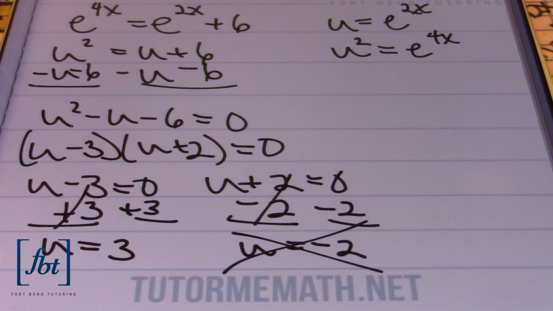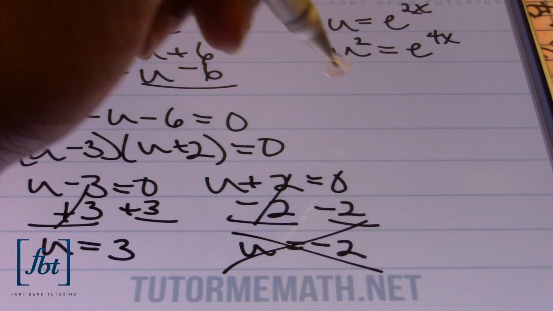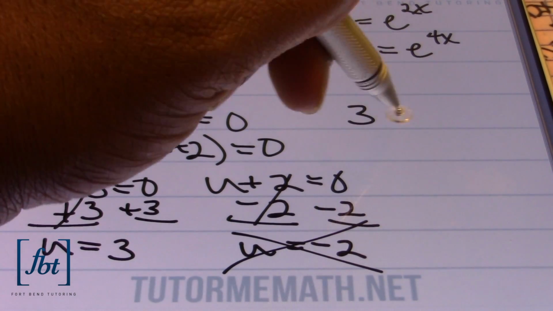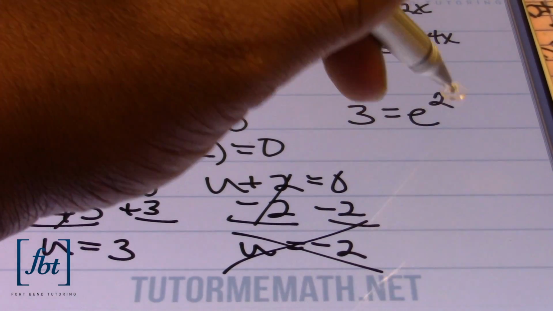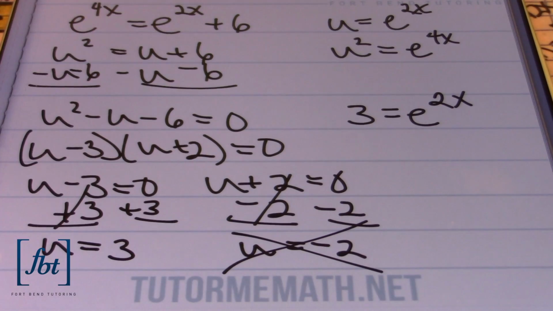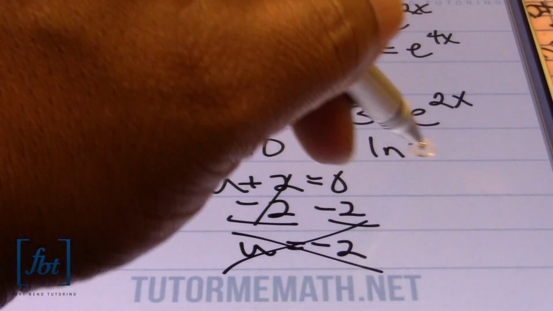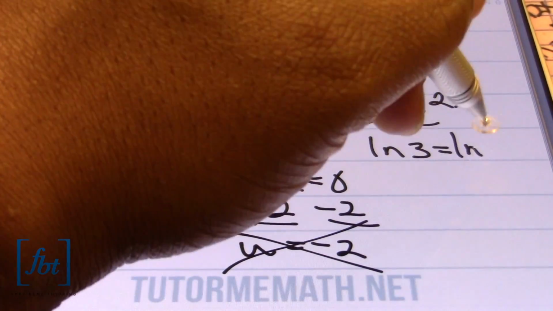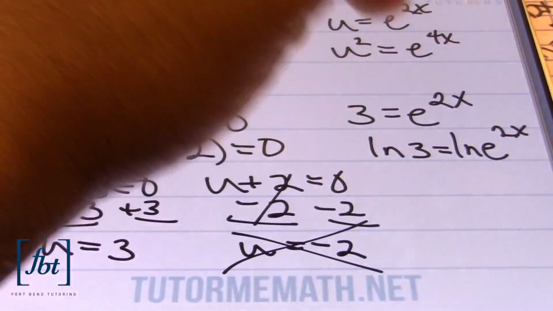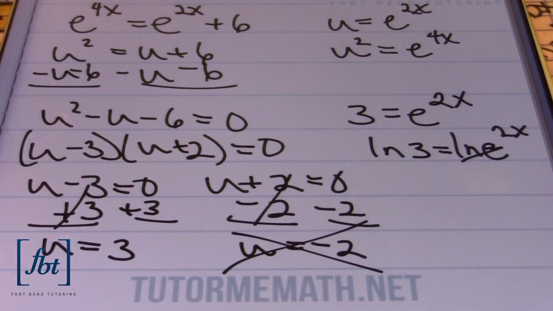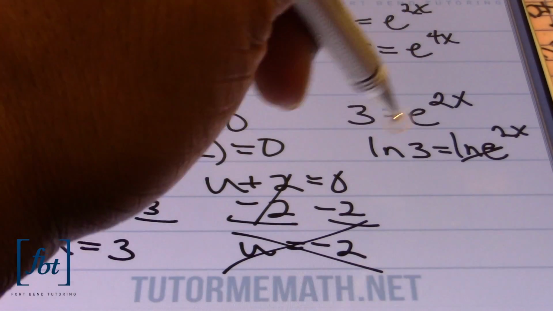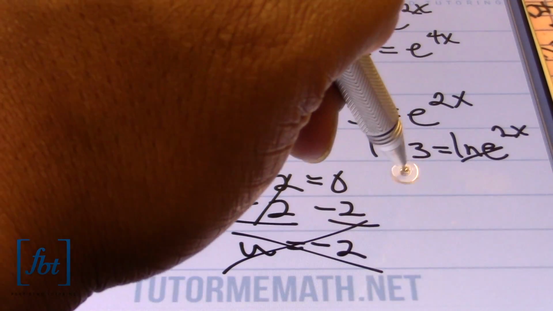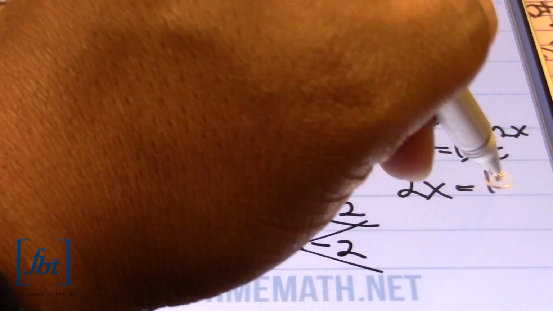Let's say that we learned something today. We can only use this 3. So that means that I have 3 equals e to the 2x. Let's go ahead and bust out that natural log. So I have the natural log of 3 equals the natural log of e to the 2x. On the right side, the natural log and the e will cancel, using your logarithmic properties. So we know that 2x equals the natural log of 3.